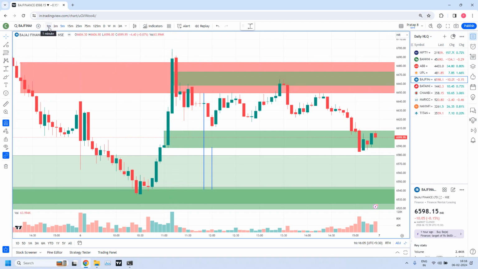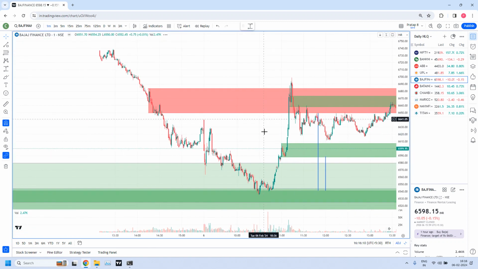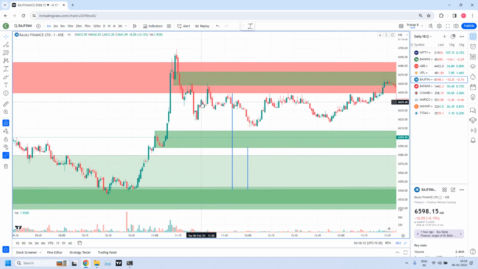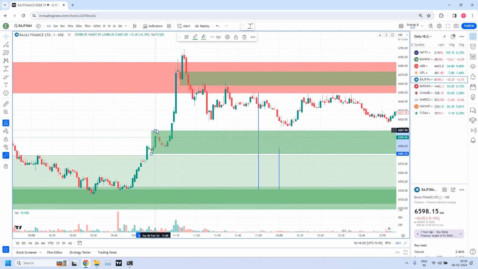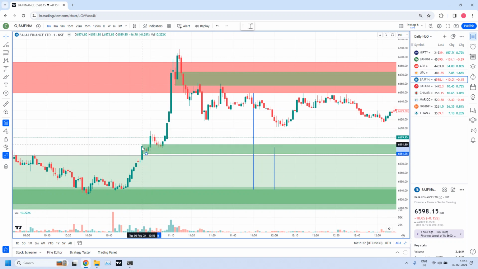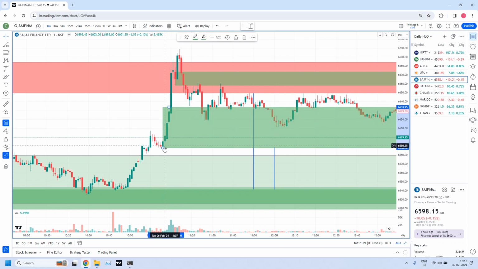So let me change the time frame to 1 minute. See here, what happened? None of the 1-minute zones are violated. This is the first 1-minute area. Prices came to this 1-minute area, see it is not violated, and it went further up. After that, a new 1-minute zone is created. This is the one, and it is also not violated. After that, one more 1-minute zone is created. This is the one.